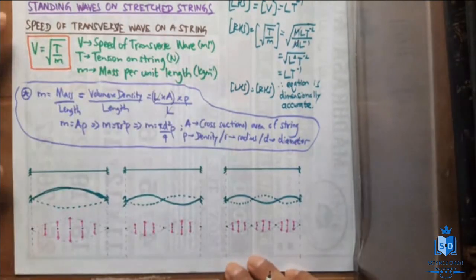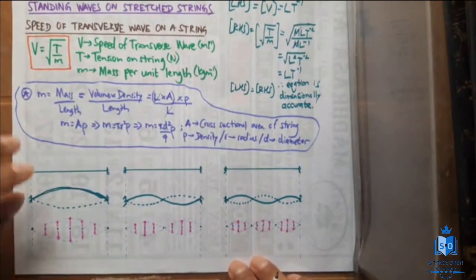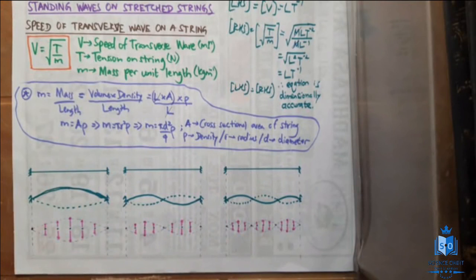Okay. So, this is the basic idea about the speed of a transverse wave on a string, and the way the particles oscillate when a standing wave is formed. Now, we are going to analyze these in depth. Okay. And we are going to derive an equation also.